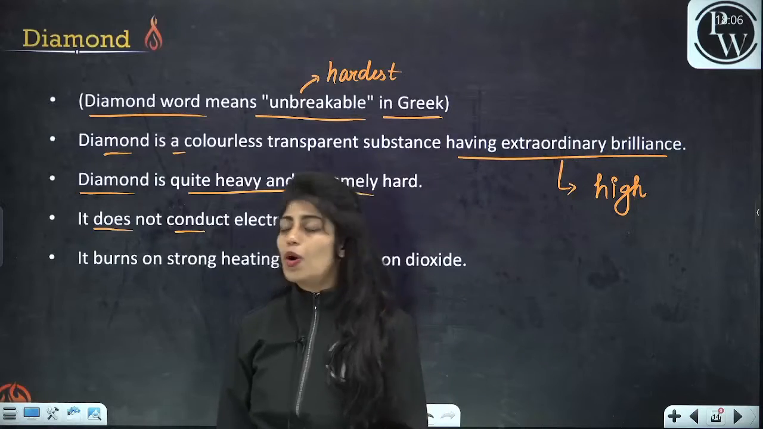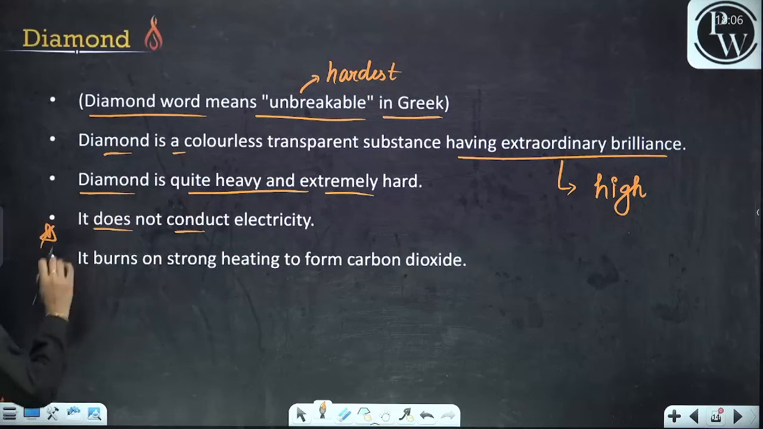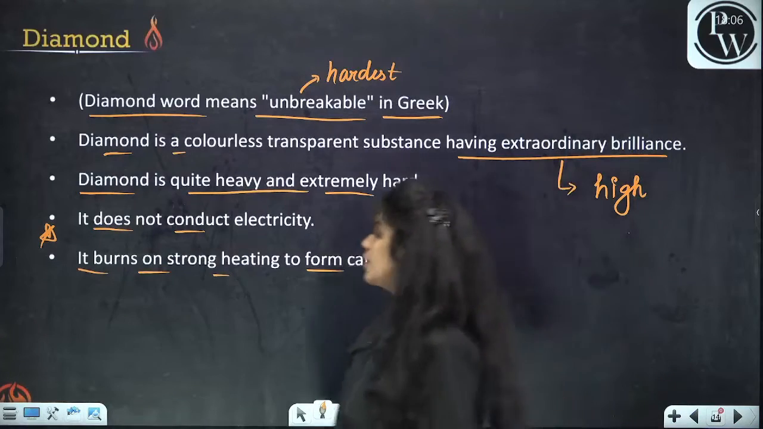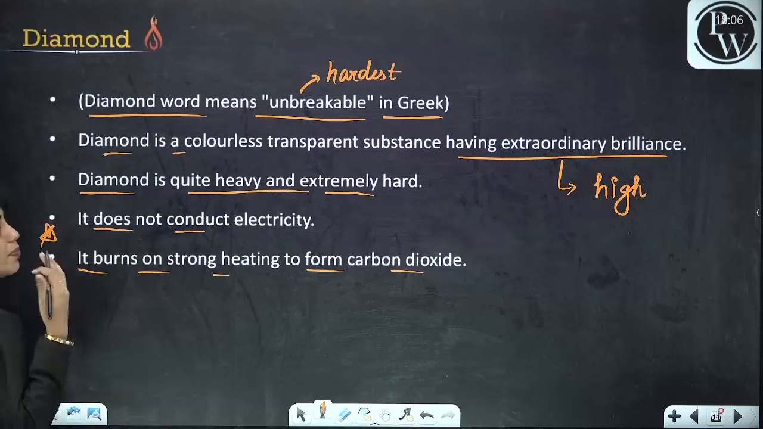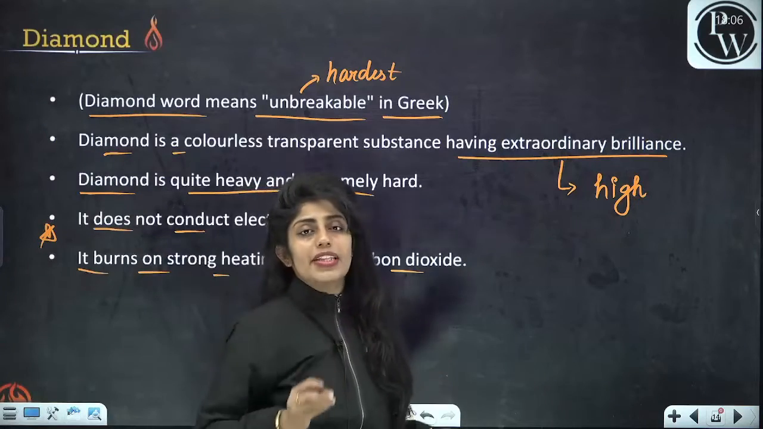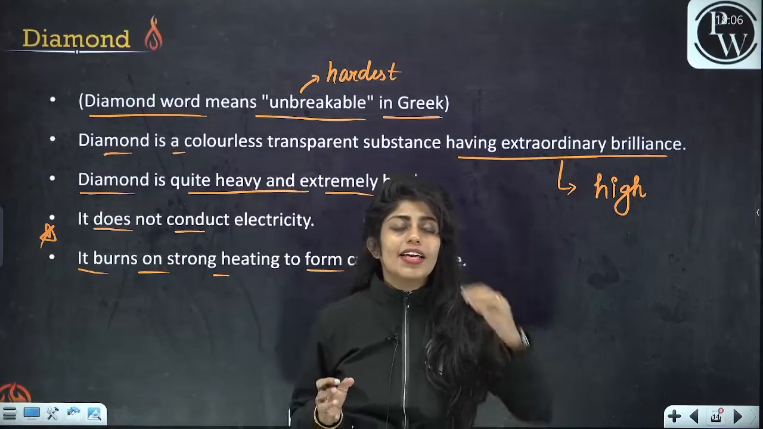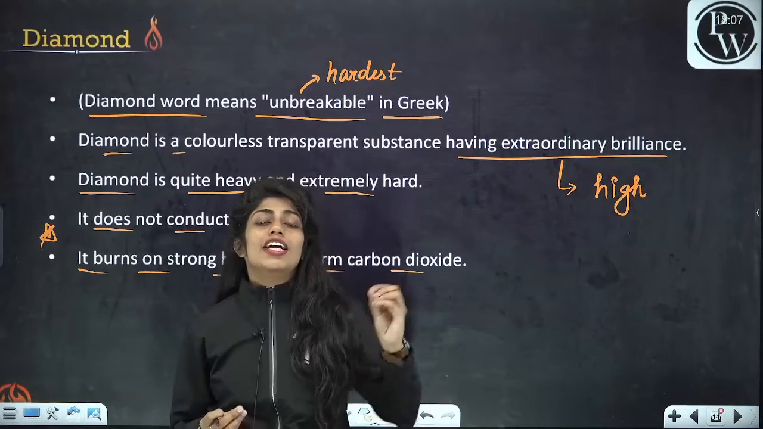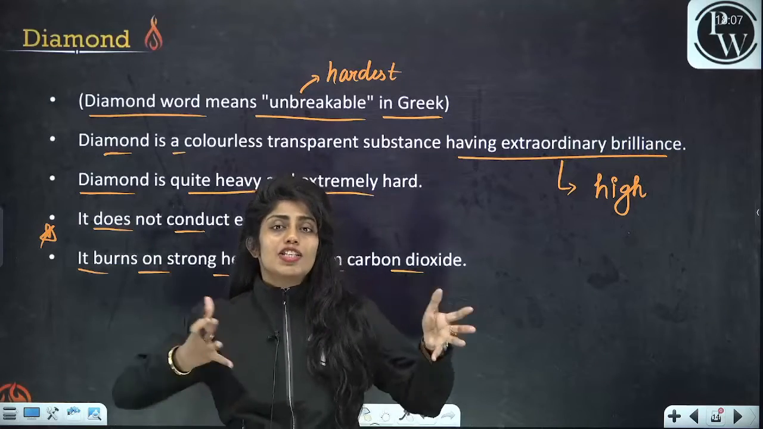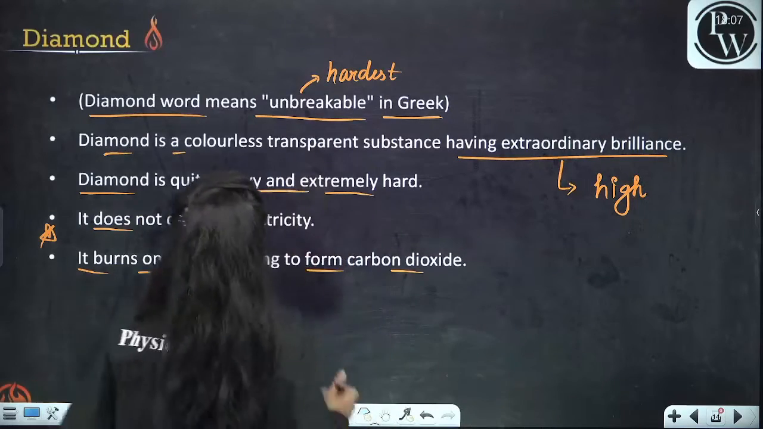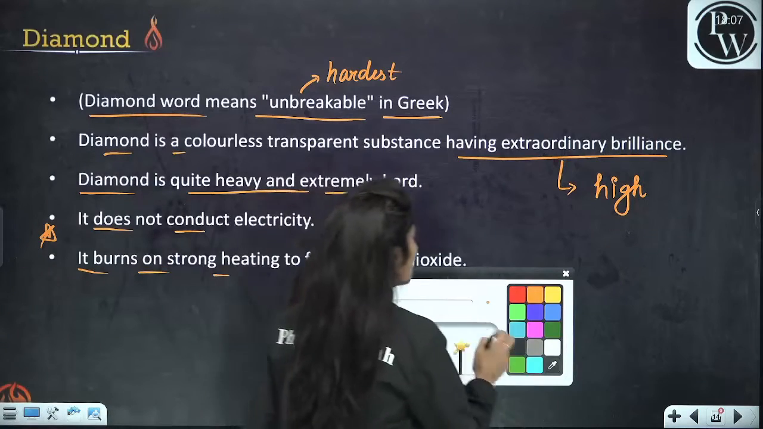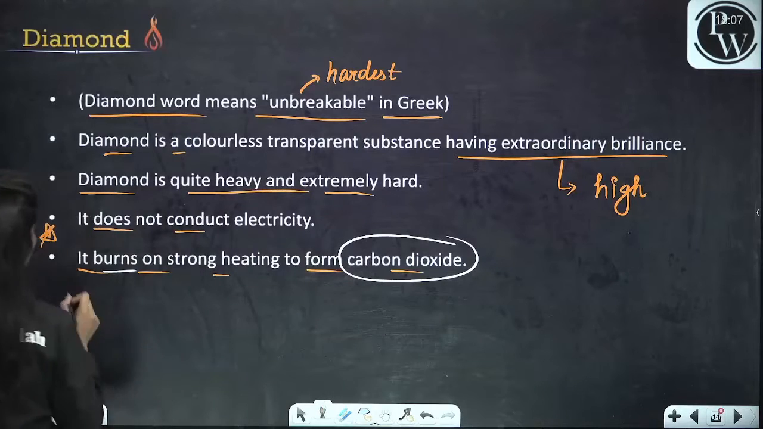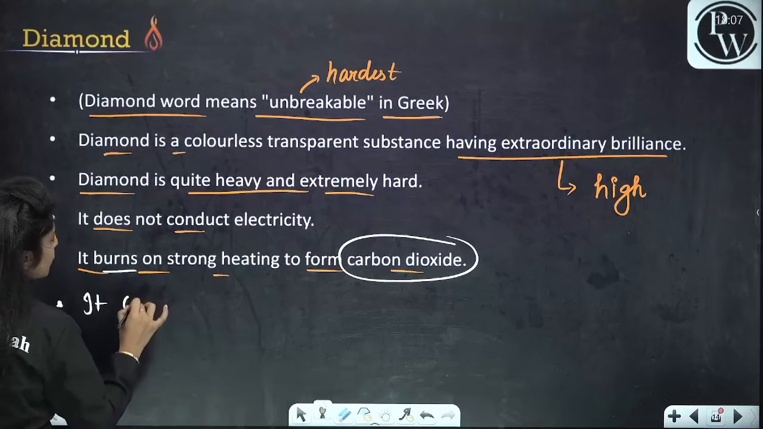Why? This is important, right? We are going to discuss it. And it burns on strong heating to form carbon dioxide. See, anything which is made up of carbon, when we burn it, we have an activity in the NCERT: when anything is made up of carbon and we burn it, it will produce carbon dioxide in a sufficient amount of oxygen. Done. So because diamond is also made up of carbon, it is supposed to form carbon dioxide on burning.